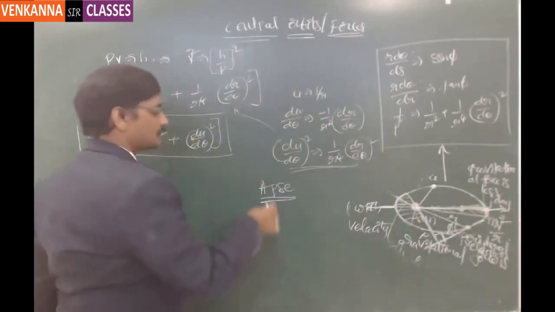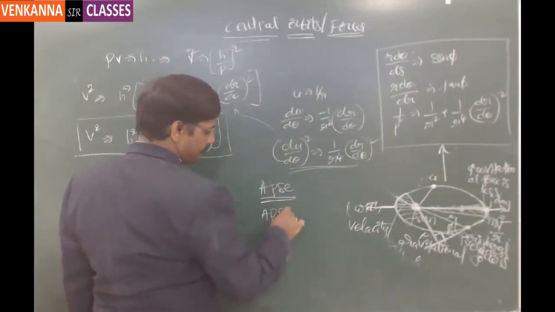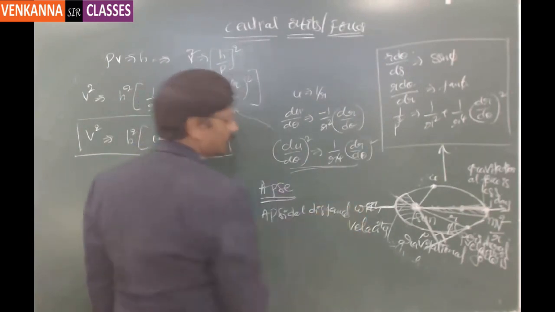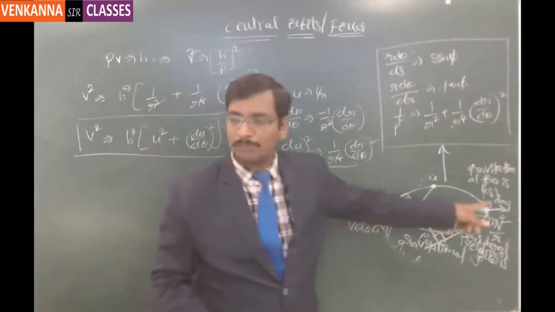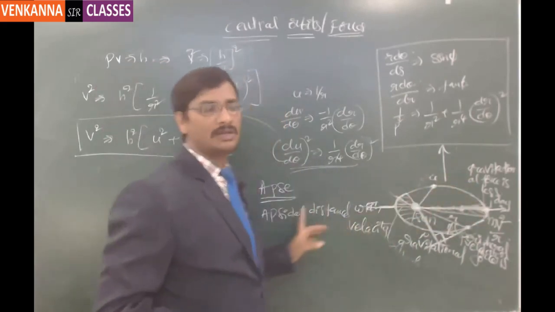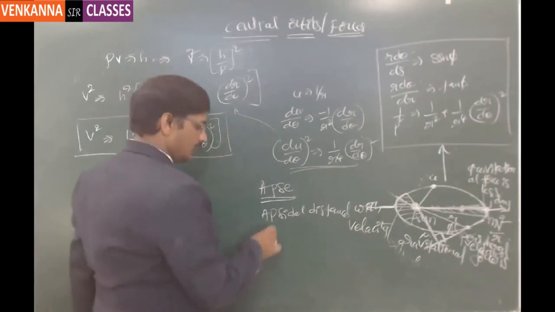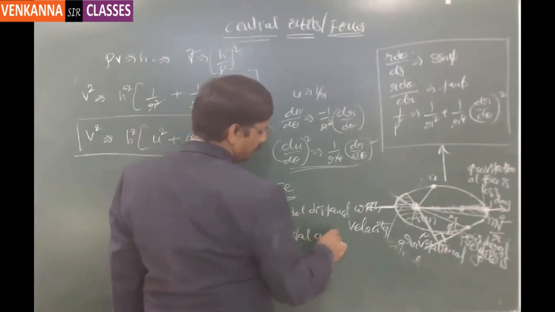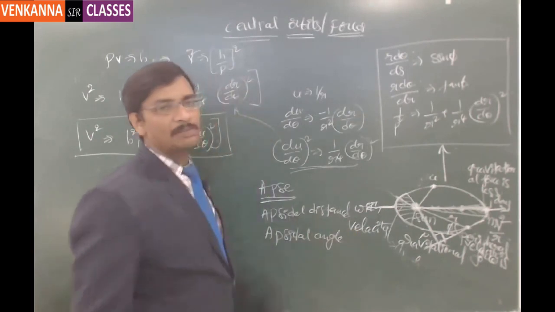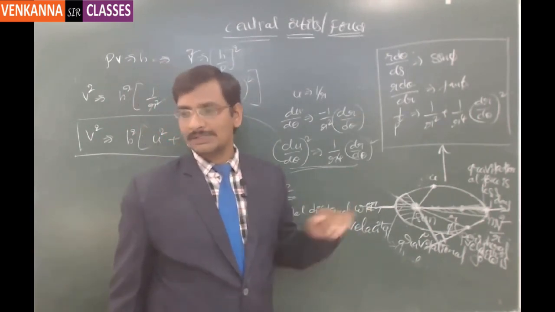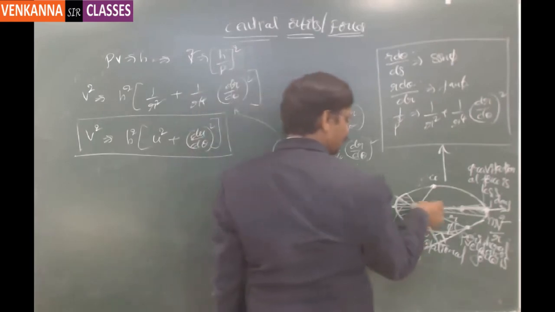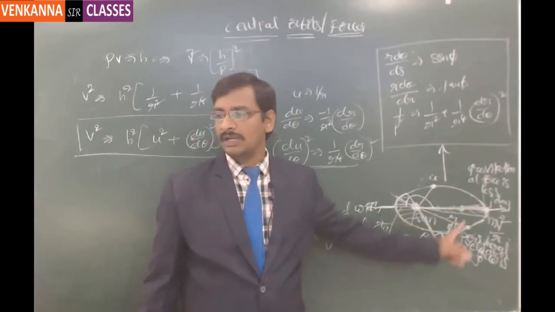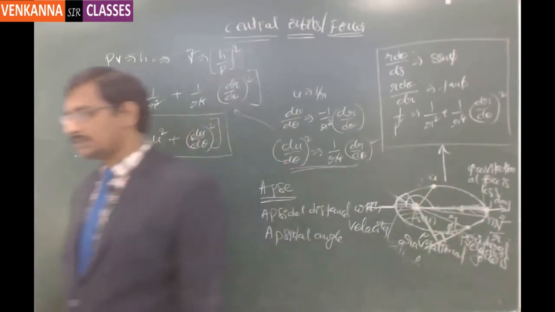And by apsidal distance, we mean the distance from the sun to the planet at the location of the apse. Another convention is apsidal angle. By apsidal angle, we mean the angle between two consecutive apses. So this angle is the apsidal angle in the case of a planet rotating in an ellipse, and this is going to be 180 degrees.